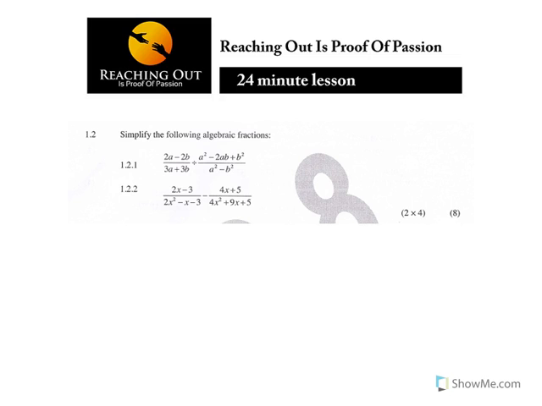Moving on to question number 1.2, it says simplify the following algebraic fractions. As you can see, each question is worth 4 marks. So now let's start with 1.2.1.